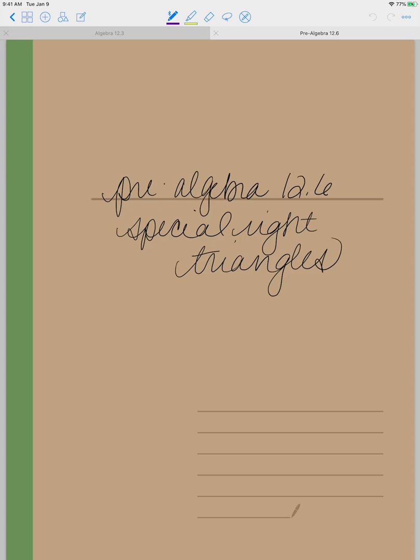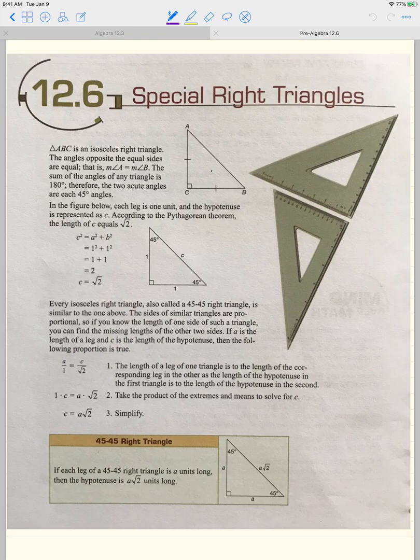All right, pre-algebra 12.6, talking about some very special forms of right triangles today, okay? So we're starting off talking about triangle ABC, which is an isosceles right triangle. We know that because these two sides are marked with one line, which tells us that they are equal to each other. The angles opposite the equal sides are equal. So angle A is going to be equal to angle B.